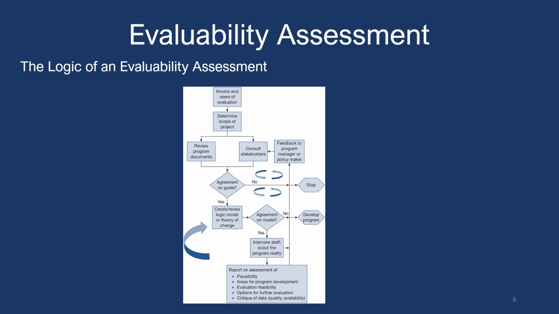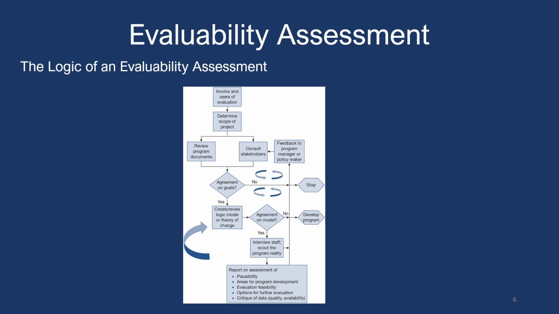As you notice, there's a few little spirals in there. There's a bit of a feedback loop here where the results from the evaluability assessment can go back to fine-tune the program, and from there, the evaluability assessment can pick up again until we know that we have a strong, defined program that's ready to go.